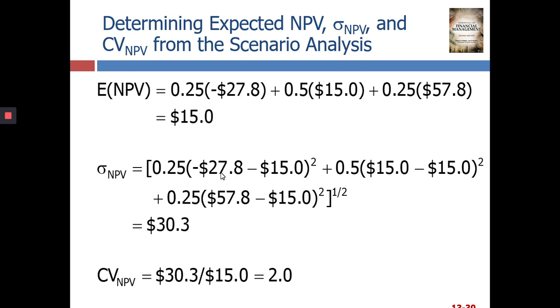And your coefficient of variation would be standard deviation divided by expected return, therefore 2.0. Alright, so for every dollar you spend, your risk is twice the amount.